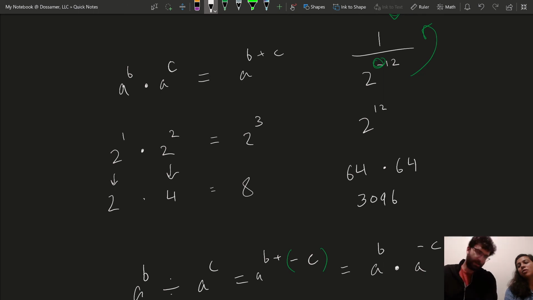And 2 to the 12, if we really want to get fancy with it, is the same as 2 to the 6 squared, right? And we found that 2 to the 6 is 64. So 64 times 64 is going to be in the neighborhood of like 3096. Wow. 64 times 64. Yes. Do I have that right? I have that wrong. Okay. It's going to be like 3600 roughly.